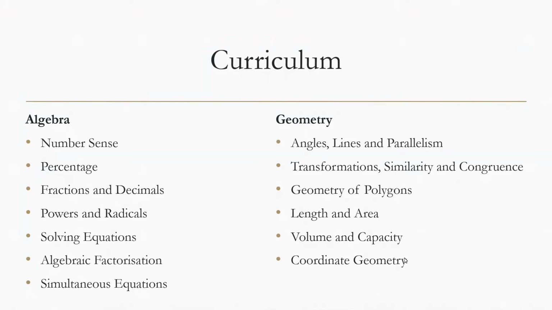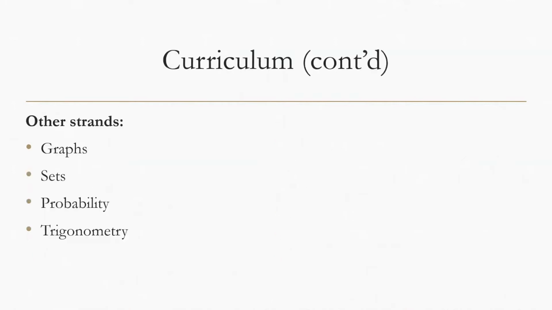Don't panic if you feel like this is a lot, or if you feel like you already know most of these. This is just an overview of the curriculum. Some of the concepts we're going to cover in more detail than the others, but you can get a general idea of what we're going to go over. Other strands not related to algebra and geometry are graphs, sets, probability, and trigonometry. Again, we might not cover every single one of these, but this is what you can expect from the curriculum, because I want to do the best job I can to prepare you for the test.